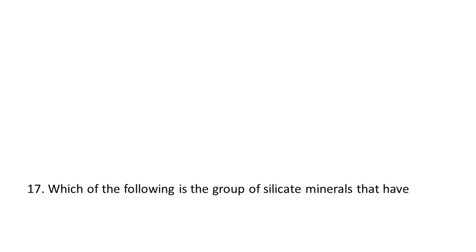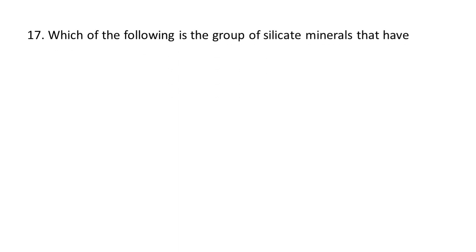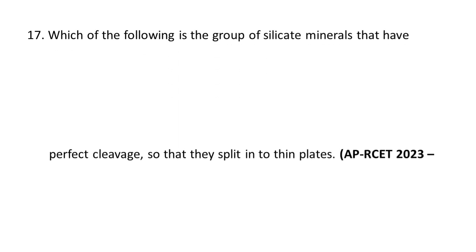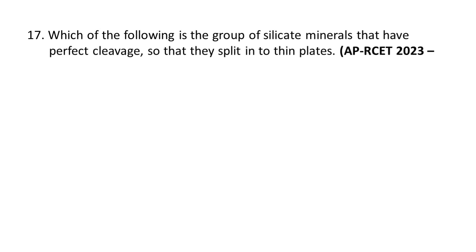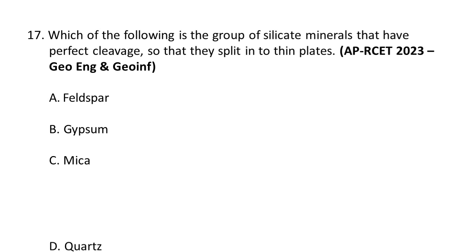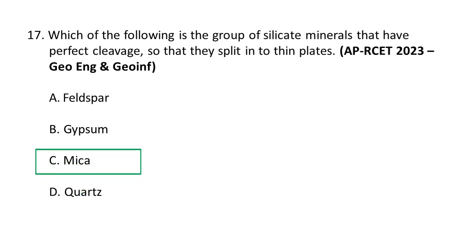Next question. Which of the following is the group of silicate minerals that have perfect cleavage so that they split into thin plates? A. feldspar, B. gypsum, C. mica, D. quartz. The group of silicate minerals with perfect basal cleavage that split into thin plates is known as mica. C. mica is the correct option.